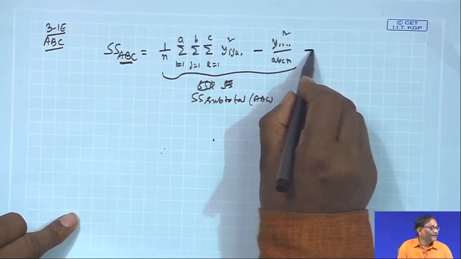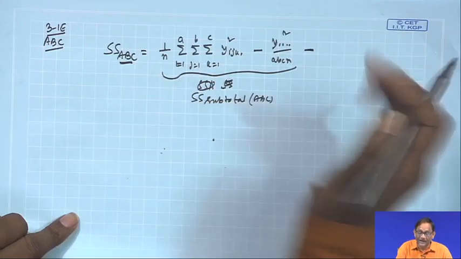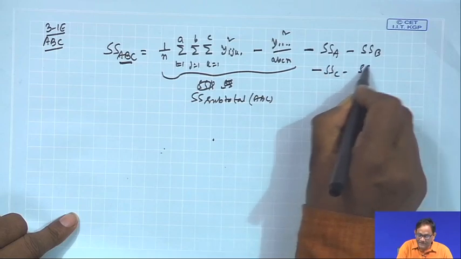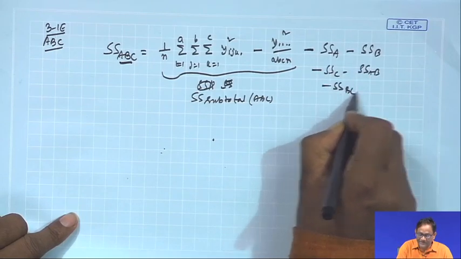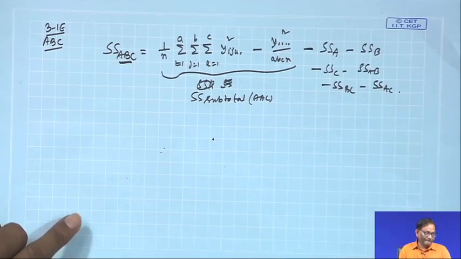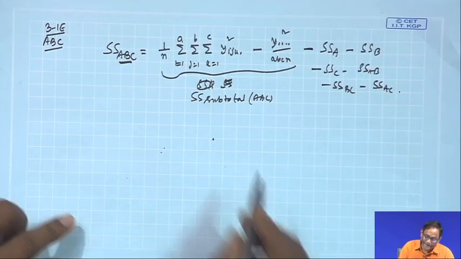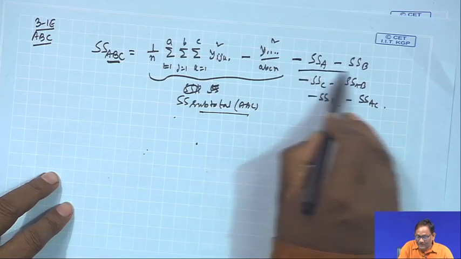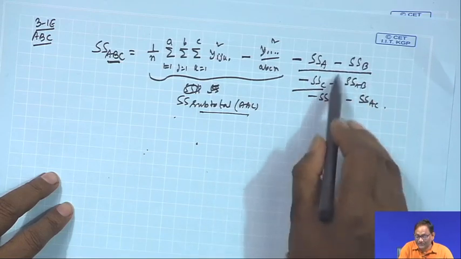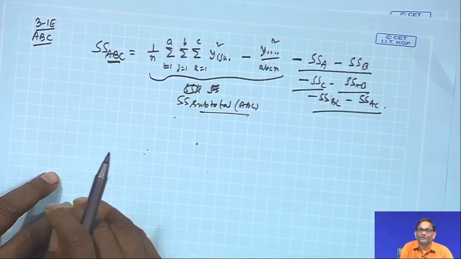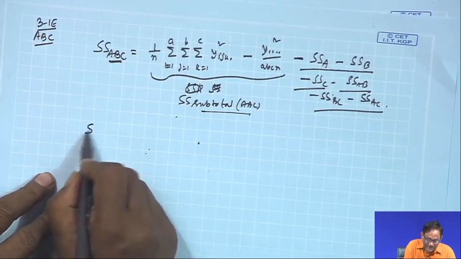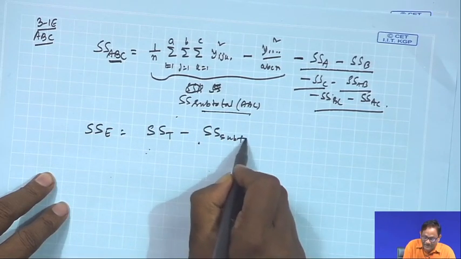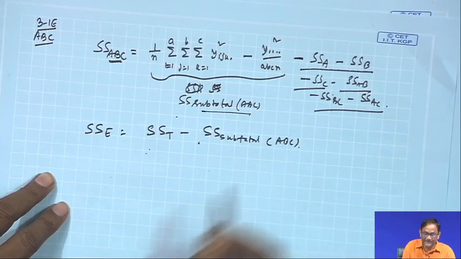Then it will minus the main effects and two way interaction effects. So, SSA, SSB, SSC, SSAB, SSBC, SSAC. So, that means SS subtotal ABC minus SSA, SSB, SSC, the main effect contribution and second order effect contribution will be subtracted. Then SS error will be SS total minus SS subtotal ABC.